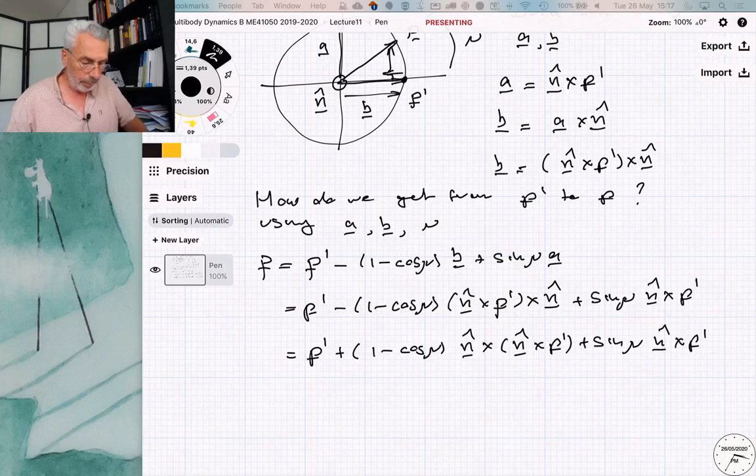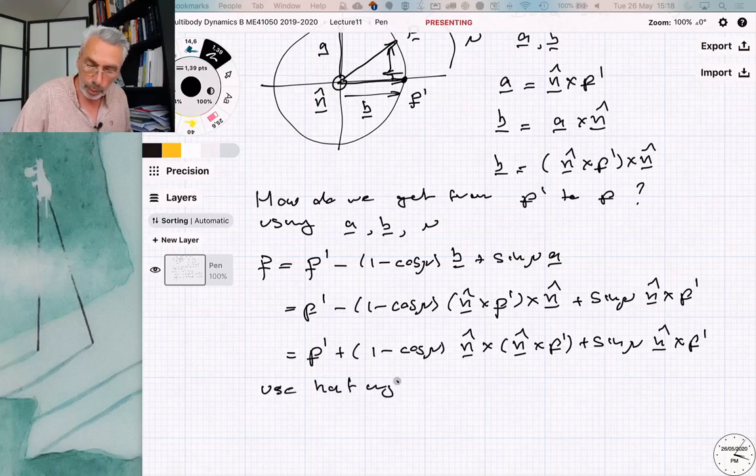Now we're almost there. In the first part of the lecture we learned how to write cross products as matrix multiplications. So that's what we're going to do. We're going to use a tilde notation for this n vector and make a matrix out of that. And secondly, I'm going to change the sine mu and cosine mu to half angles. And you will see in a minute why I'm going to do that. So we use half angles for cosine mu and sine mu.